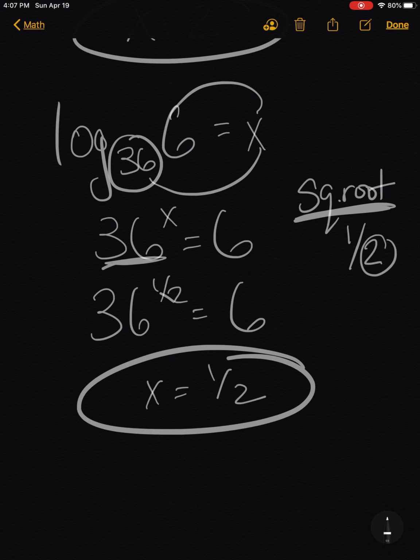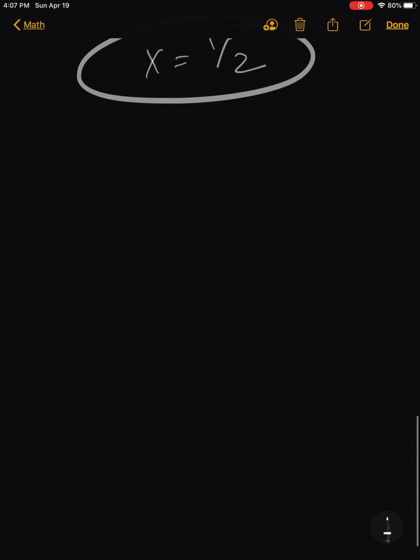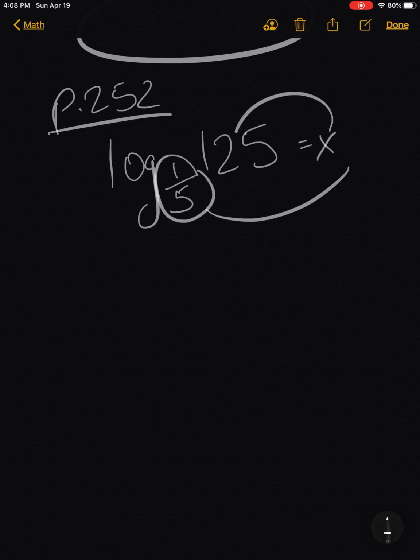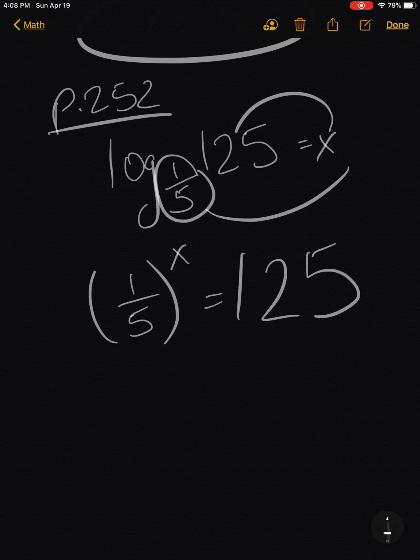All right, so I'll do one more challenging one with you, and this is a fraction base. So this is also in your textbook. I'm looking on the top of page 252. So this one says log base 1/5 of 125. So again, set it up. Use the snail. So we're saying 1/5 to what power is equal to 125?